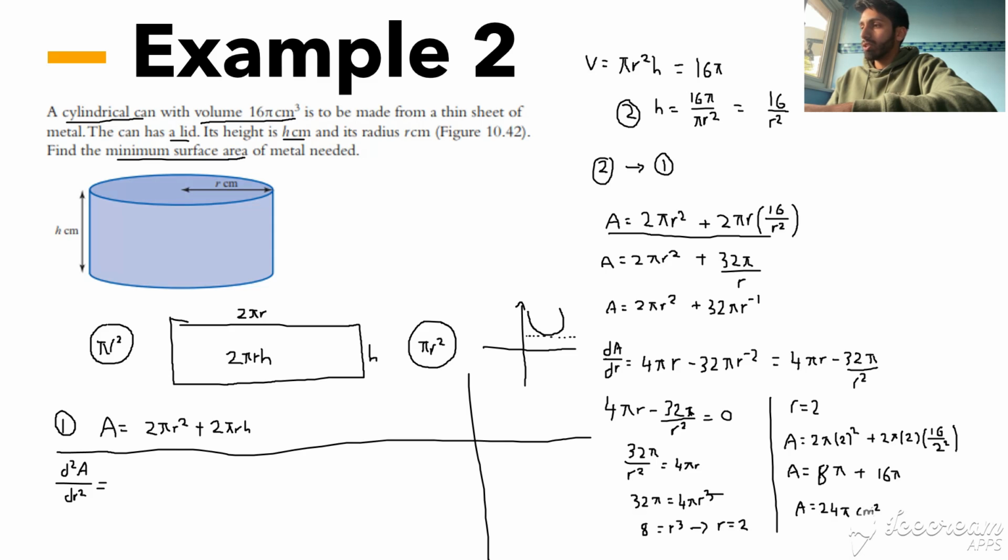We know we've got a constant with 1r, so it just becomes 4 pi. Now we're going to differentiate the next term, so we bring the power to the front, so that becomes a positive 2 times 32, which is 64 pi. And we minus 1 from the power, so that's r to the minus 3.